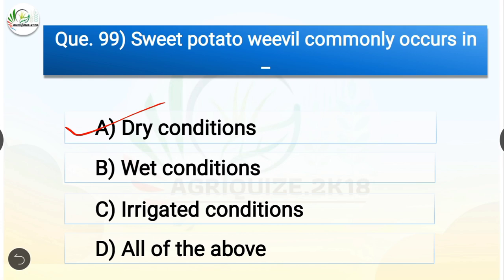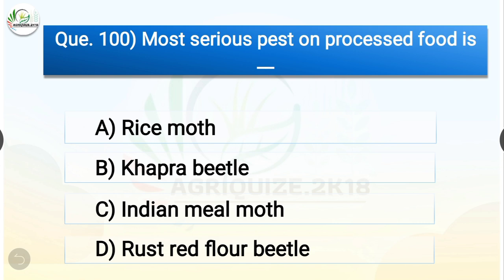Question number 100. Most serious pest on processed food is dash. The options are rice moth, khapra beetle, Indian meal moth, or rust red flower beetle. The correct answer is option D, rust red flower beetle. So most serious pest on processed food is rust red flower beetle.